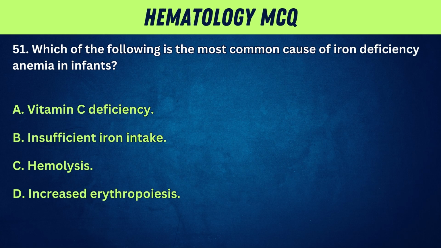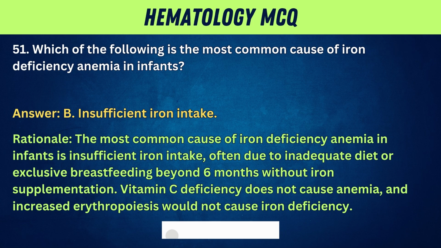51. Which of the following is the most common cause of iron deficiency anemia in infants? A. Vitamin C deficiency. B. Insufficient iron intake. C. Hemolysis. D. Increased erythropoiesis. Answer: B.